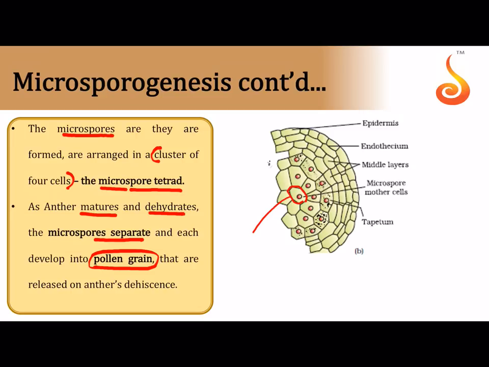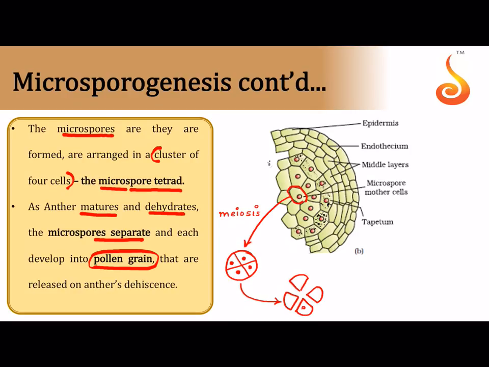This is the microspore mother cell. I told you that the microspore mother cell is capable of what? It is capable of meiosis. When it undergoes meiosis, it forms a cluster of 4 cells, which is called a microspore tetrad. Then as the anther matures and dehydrates, these 4 cells will become separated from one another.